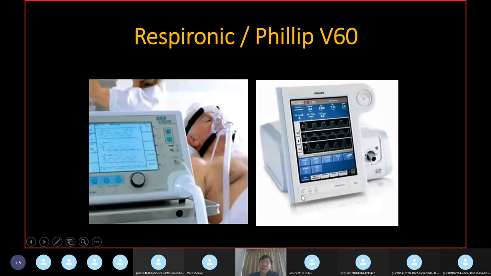Then we come to our main topic today. I talk non-stop, but eventually I come to the main topic: how are you going to use the V60? This is the Datto, we call it the Datto Vision BiPAP. It's the old generation of the Philips V60. It's a very useful type of ventilator.